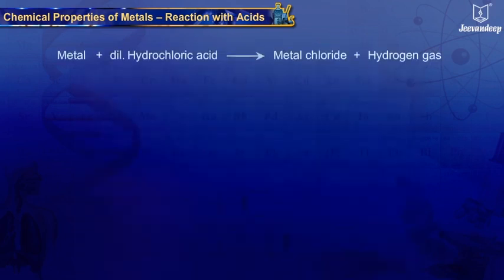Reaction of metals with hydrochloric acid. Metals react with dilute hydrochloric acid to form metal chloride and hydrogen gas.